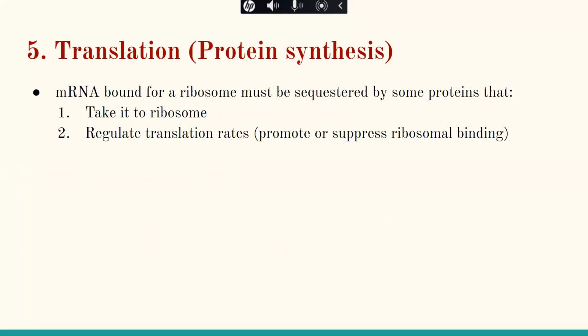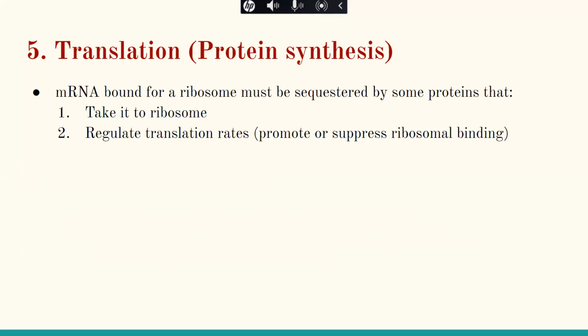One of the last steps of gene expression control is whether or not it gets translated. So this ties back a little bit with the fourth step. Once mRNA leaves the nucleus, it could be either sequestered to a free ribosome to get translated, or it could be sequestered into the P-body.